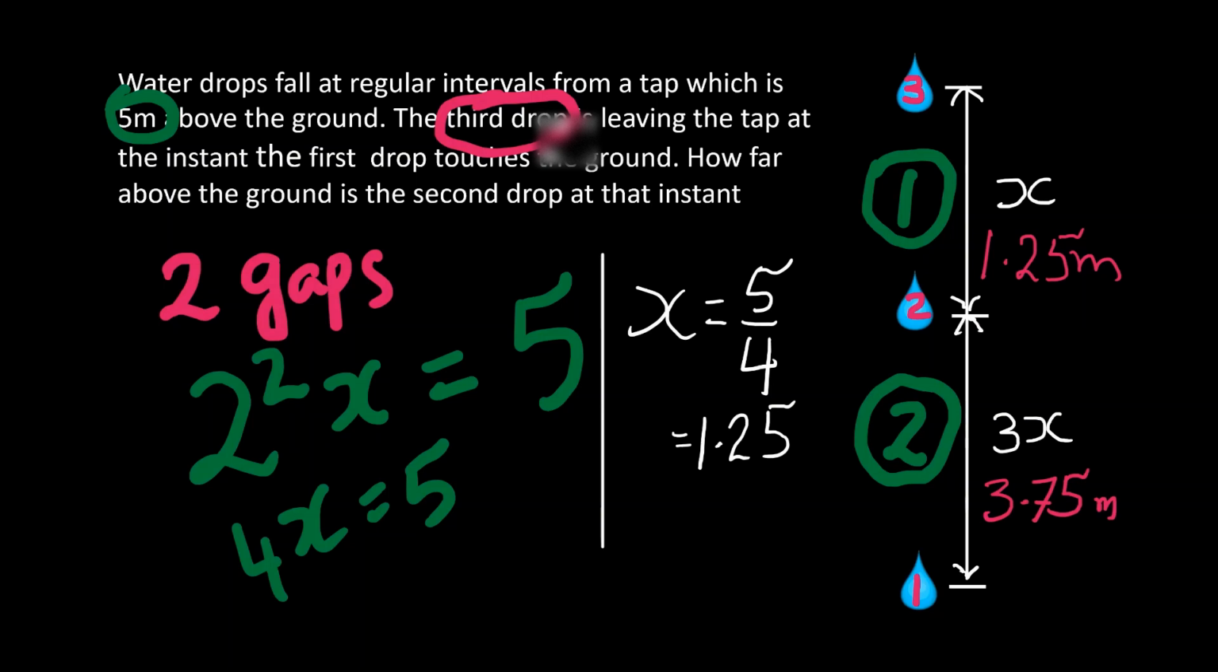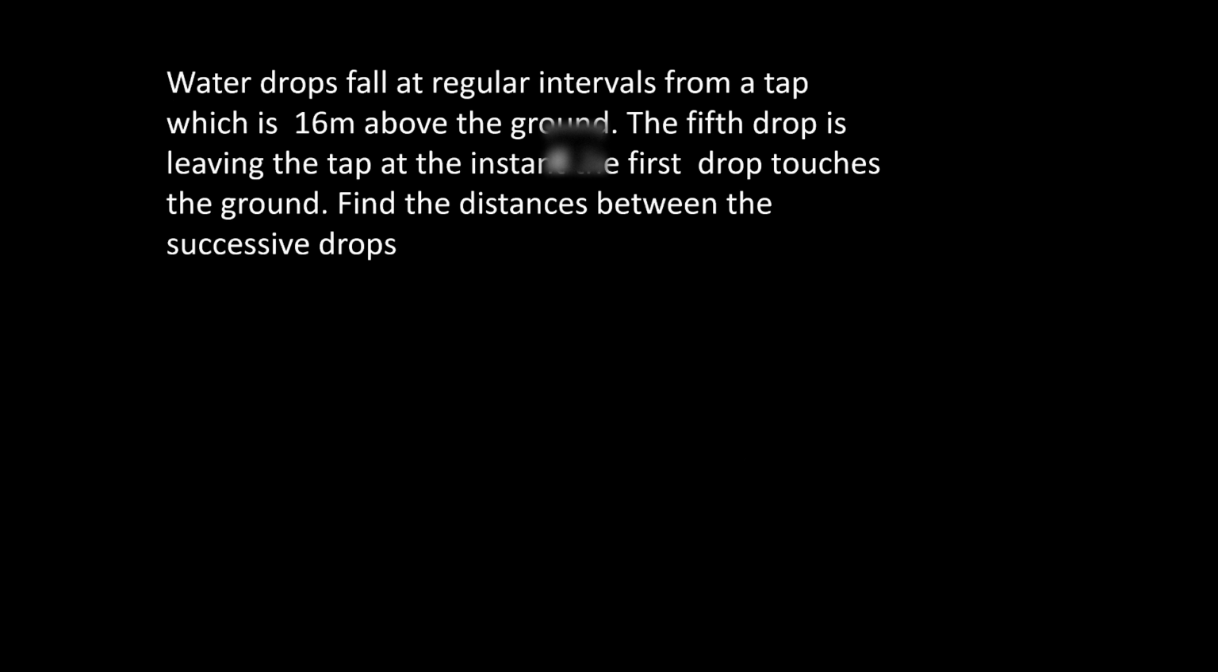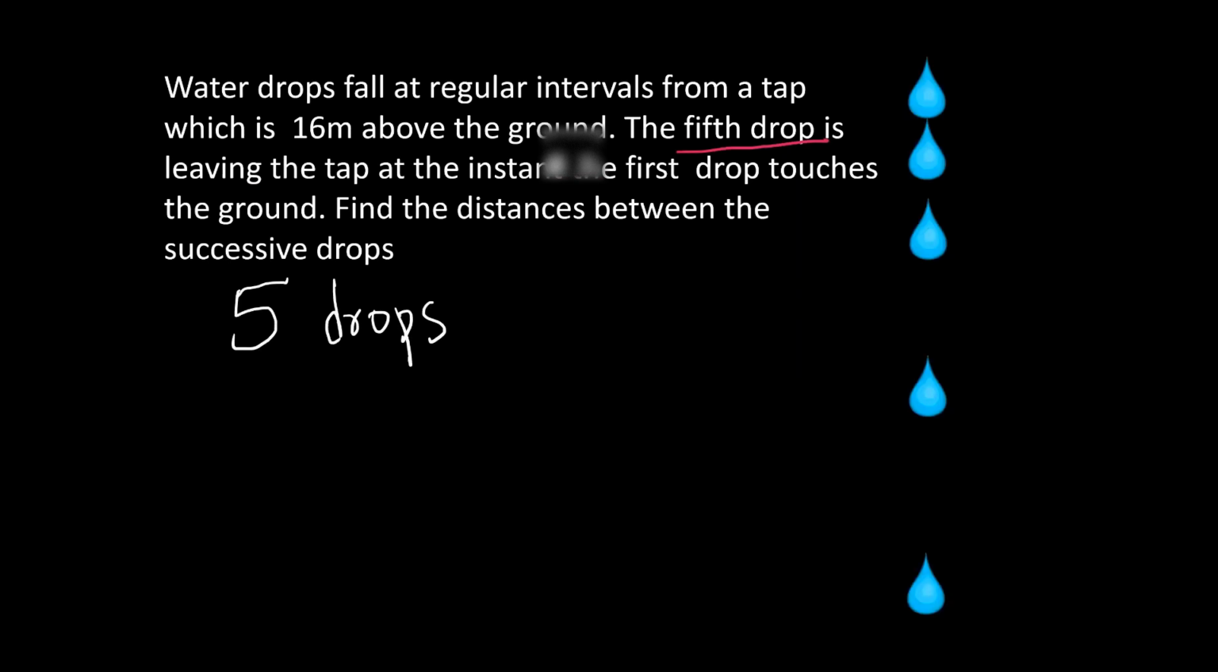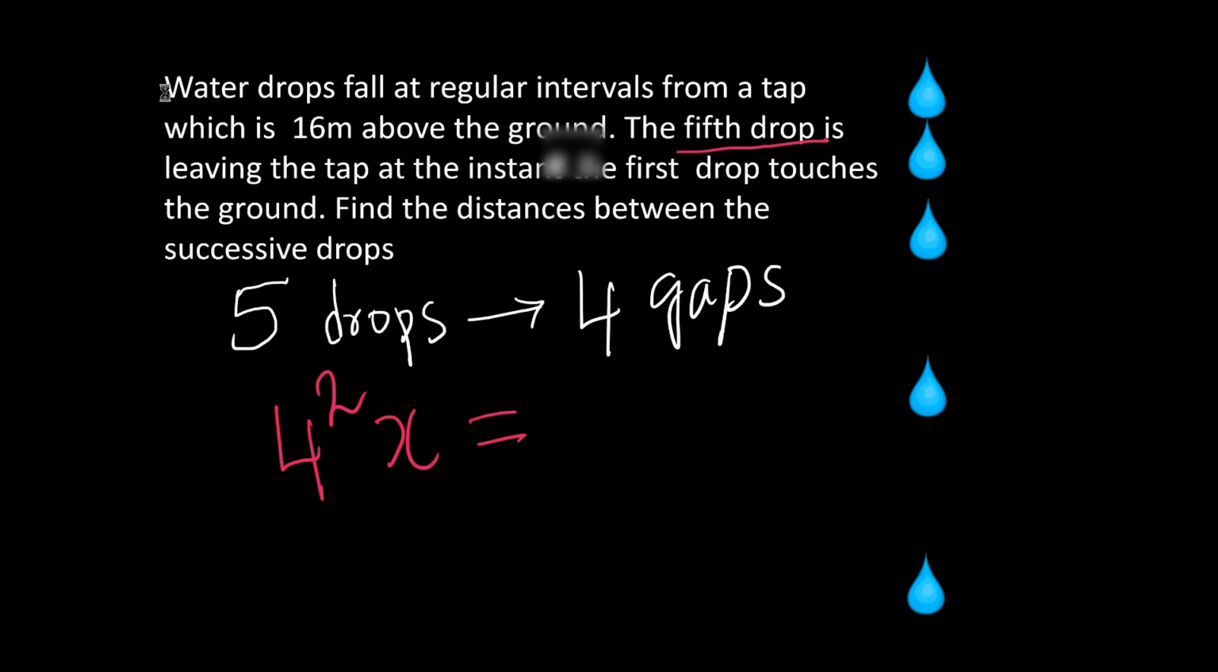Okay, let us further extend this to a five-drop problem. The fifth drop is leaving the tap at the instant the first drop touches the ground. There are 5 drops, so how many gaps? 4 gaps. So 4 square x is equal to the height, 16, so x is equal to 1 meter. The distance between the 4th and 5th drop is 1 meter.